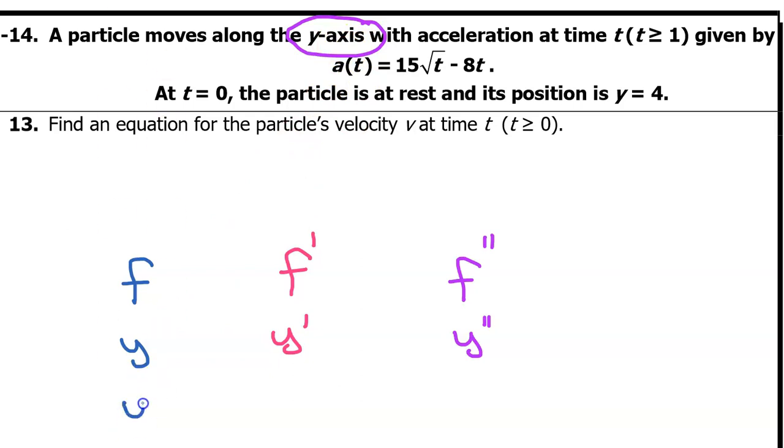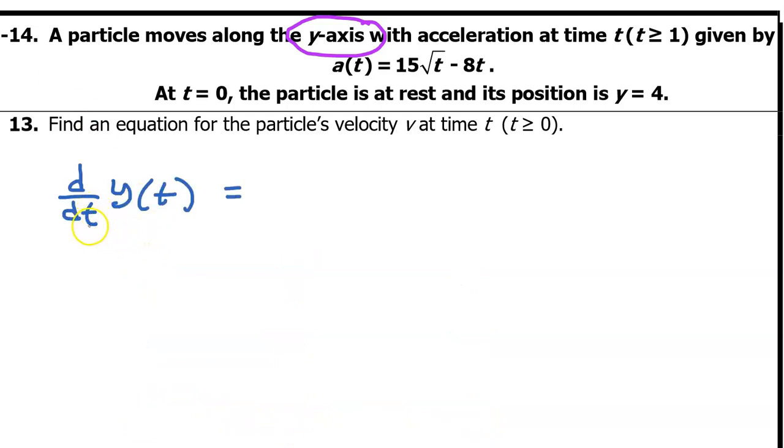Okay, so y, I'm rewriting it for another row here because I'm going to change the y prime and the y double prime. But y is the position. Y prime is the velocity. And y double prime is the acceleration. So everything we know about f prime and f double prime will now apply to position, velocity, and acceleration.